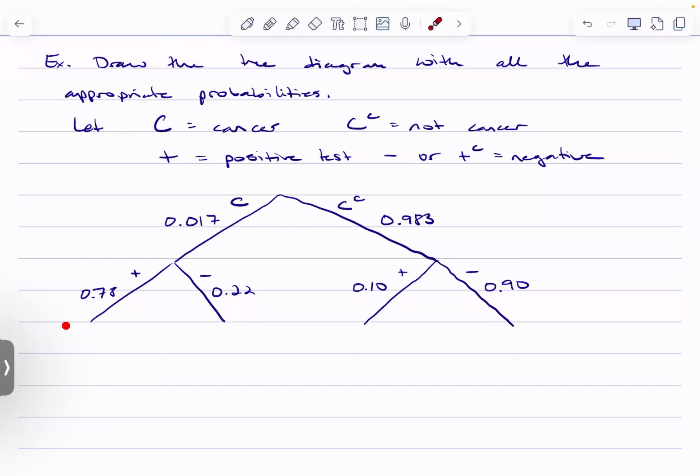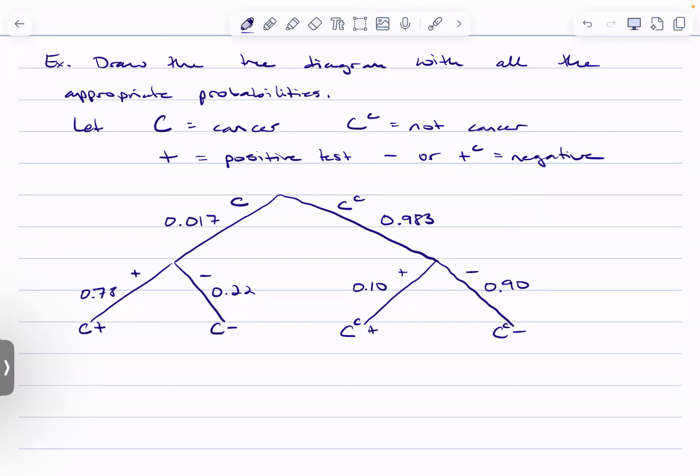At the end of each branch, I have the combinations. Usually I'm kind of sloppy and I just write C plus, which really is shorthand for C and plus, or positive. Cancer and testing positive. But it's really just so I can keep track of what the outcome at the end of each branch is. Right? C minus, C complement plus, and C complement minus. Remember, I'm just showing the work that you need to show.